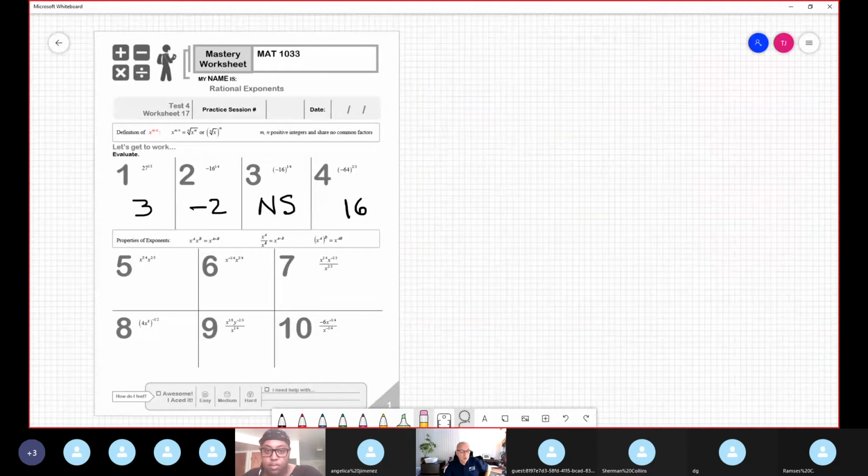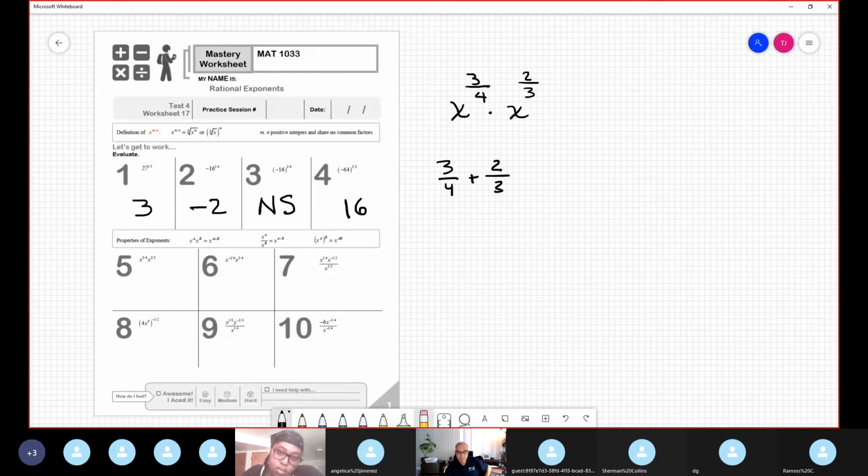Okay, let's move on to the variable part. If I say x to the 3/4 times x to the 2/3. Now I don't see any arithmetic symbol, but I suppose the default is times. And you know the rule of the exponent. When it's multiplication, it's addition. Basically, you add 3 over 4 plus 2/3, and this is my new exponent.